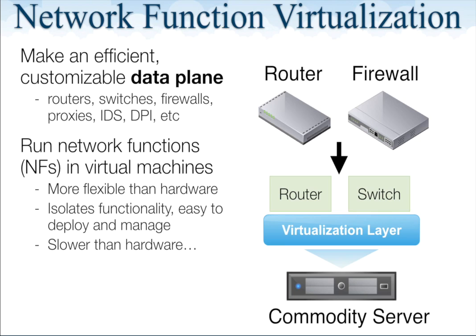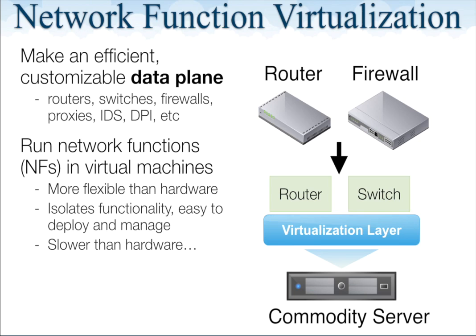So all of these are examples of network functions, and in the past we had to run these as hardware. We would have what's called a hardware middle box, which was a specialized device that would perform the network function on each packet. With network function virtualization, instead of having these hardware devices, we can now run these things as software, and we can run them inside virtual machines.